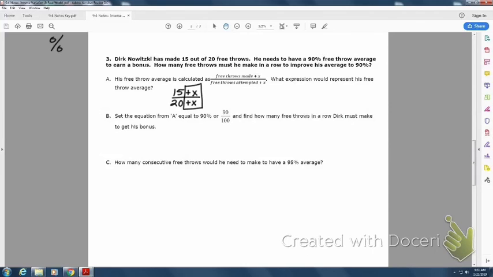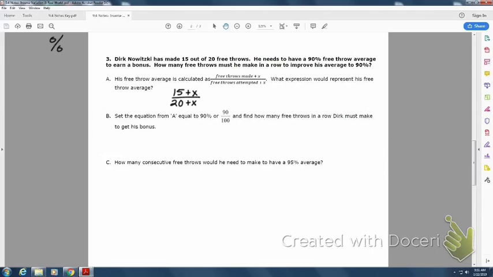Okay? All these problems, there's going to be an assumption that it's either going to say in a row or it's going to say consecutively, that he's going to shoot 5, he's going to make all 5. He's going to shoot 10, he's going to make all 10. Okay? So make sure that you know that you're not trying to find 2 different numbers for that. It's always going to be the same number.